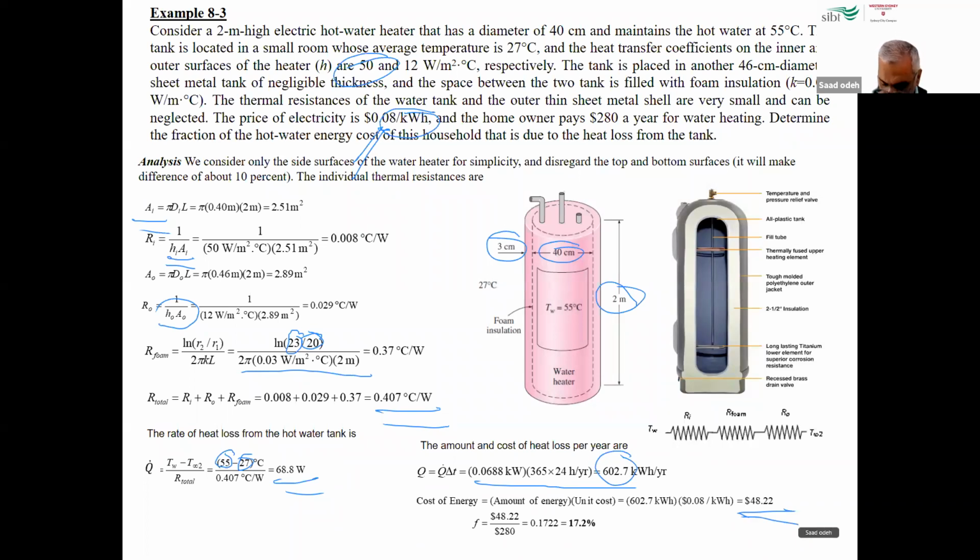It's $48 for the energy loss from the tank. So imagine that you don't have insulation. You can solve this example again without insulation, and you will find out how much extra money you pay if you don't have insulation. It will be a lot of money. You'll pay triple this amount or more. So this is just to give you an example of how to find heat transfer in cylinders.